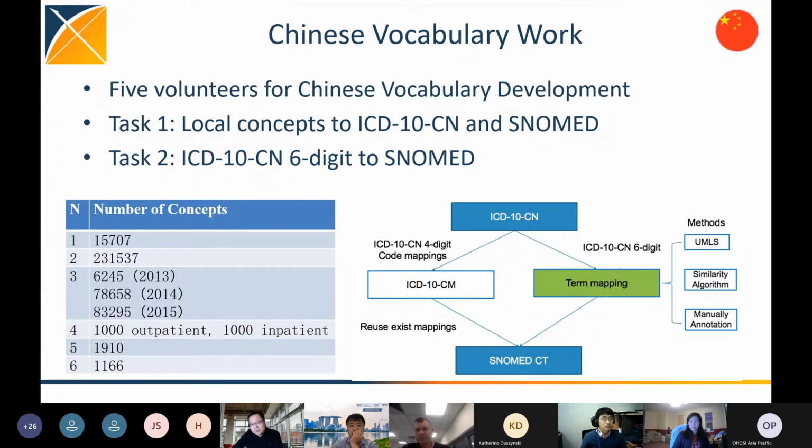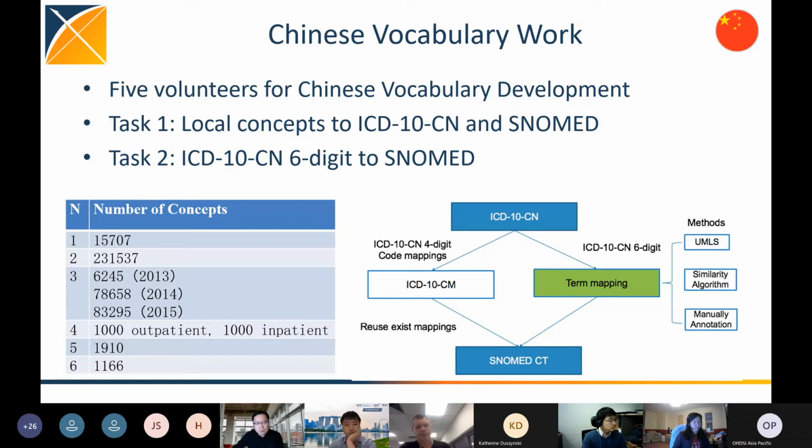One of the recent active works is about Chinese vocabulary. We worked on this about 2 years ago, and the IQVIA team also helped map 4-digit ICD-10-CN codes to the Odyssey SNOMED, basically from the Chinese concept. ICD-10-CN is the ICD-10 Chinese version, but they mapped 4 digits to the SNOMED, which is in the Odyssey vocabulary. So we are now trying to extend that work a little bit to include 6-digit ICD-10-CN codes to SNOMED.